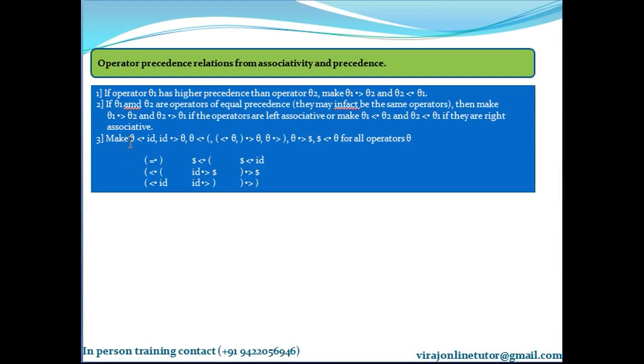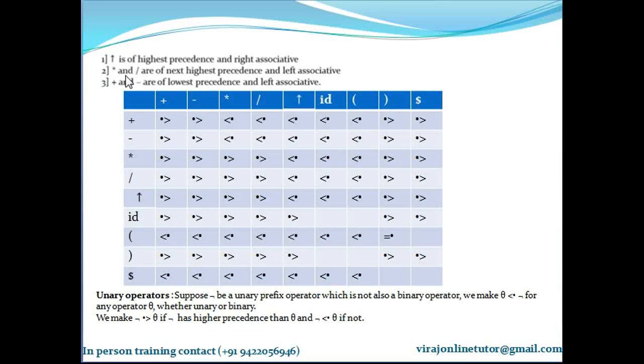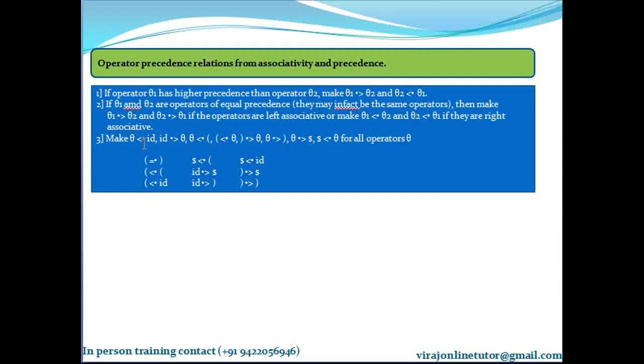Rule number 3 says all the operators which are there in your problem statement, make them less than ID. Make ID greater than all those operators. Which are the operators in your problem statement? This one: exponentiation, multiply, divide, plus, minus. Only these five. So make all the operators less than ID. Make ID greater than all the operators.